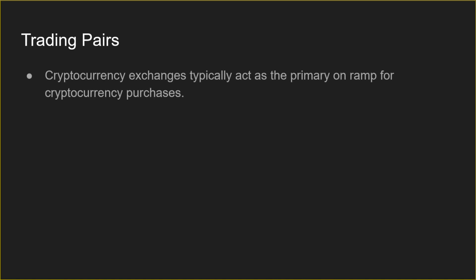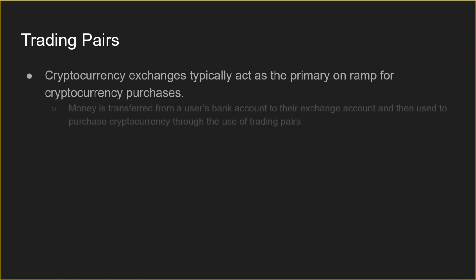So cryptocurrency exchanges typically act as the primary on-ramp for crypto purchases. The basic idea is that money is transferred from the user's bank account to their exchange account, and then that capital is used to purchase cryptocurrency through the use of trading pairs.